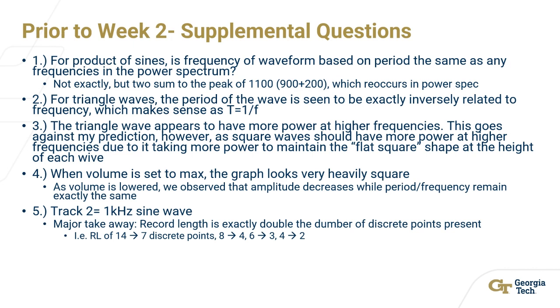We determined that track 2 was our 1 kHz sine wave, and the major takeaway was that record length is exactly double the number of discrete points present. So for a record length of 14, you have 7 discrete points. For 8, you have 4. For 6, you have 3. For 4, you have 2, and so on. When you go higher or lower, you'll notice the trend carries true.